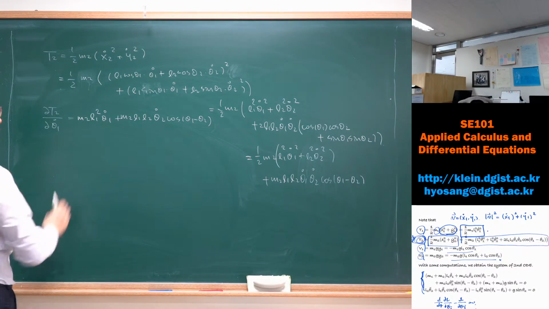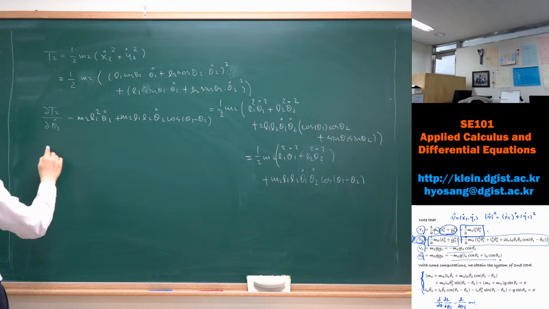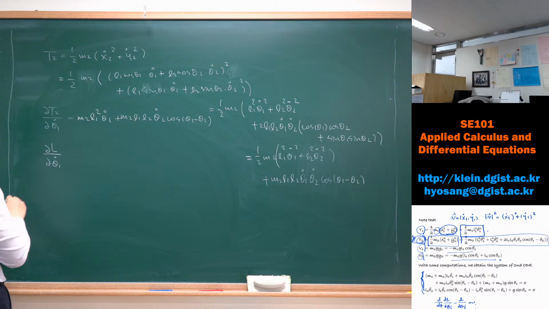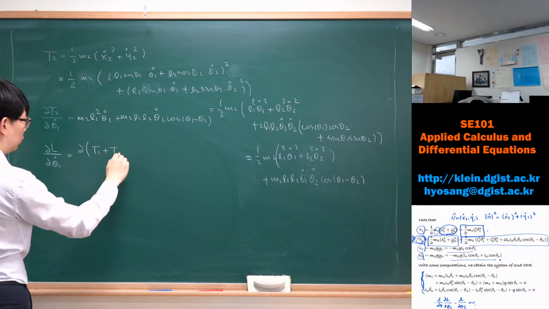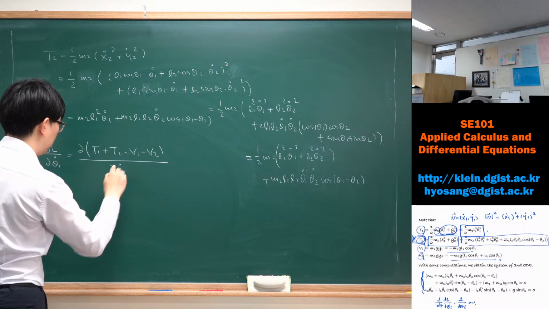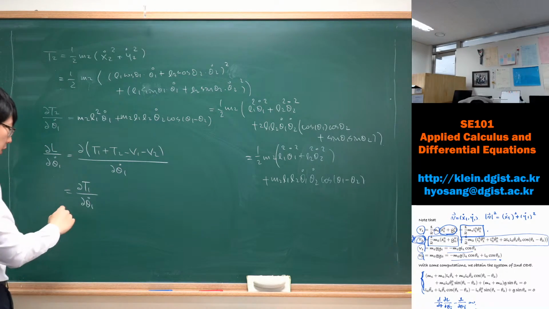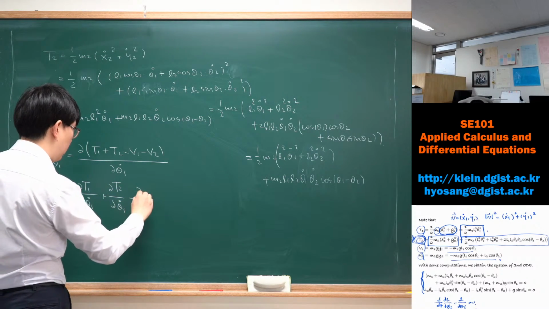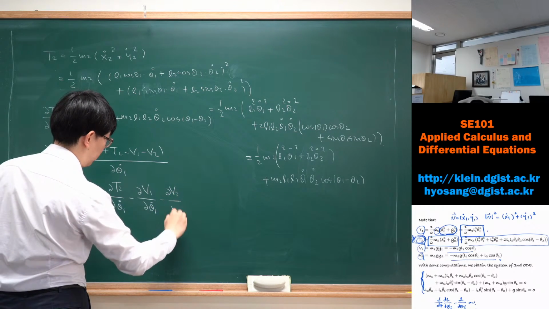So okay, this is how you take a partial derivative. When you take the Lagrangian partial derivative with respect to theta 1 dot, that means you're taking t1 plus t2 minus v1 minus v2, partial derivative of theta 1 dot. So basically you take the partial derivative of t1 by theta 1 dot, and so on for the other terms.